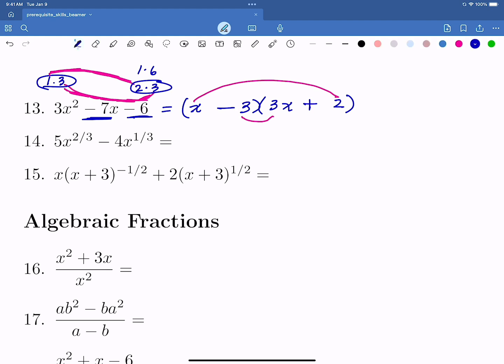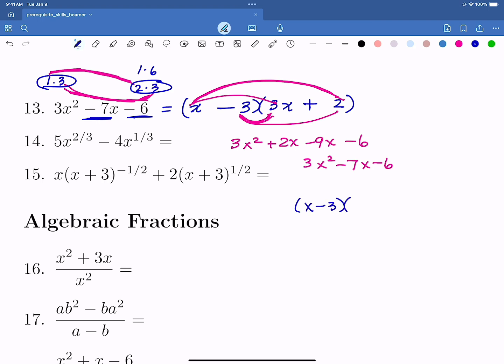Now, if I check by FOILing this out, first times first, 3x squared. Outer product, 2x. Inner product, negative 9x. And then last times last, negative 6. So 3x squared minus 7x minus 6. That's what I needed. Okay, so final answer, x minus 3, 3x plus 2, like so.